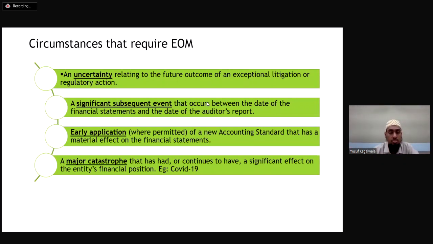A major catastrophe, maybe a COVID scenario which took place, maybe a huge fire, a blast, maybe a terrorist activity which might have led to damage to the factory or the business of the organization. That major catastrophe has and continues to have a significant impact on the entity's financial position. So it is having an impact as on the date, or maybe even in the future also. And that is where uncertainty lies. So in such a scenario, EUM is to be given.